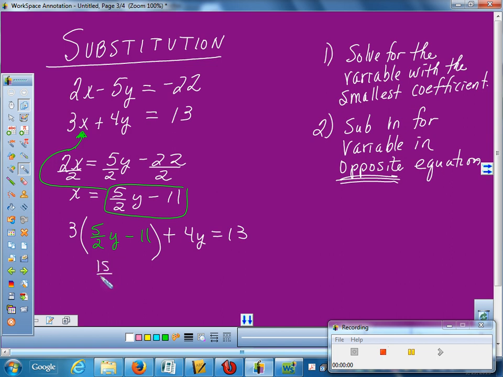15 halves y minus 33 plus 4y equals 13. Okay. And here you kind of got a choice. Do you want to combine 33 and 13? You want to get rid of the fractions? You want to keep the fractions and just do common denominators? What's our preference?